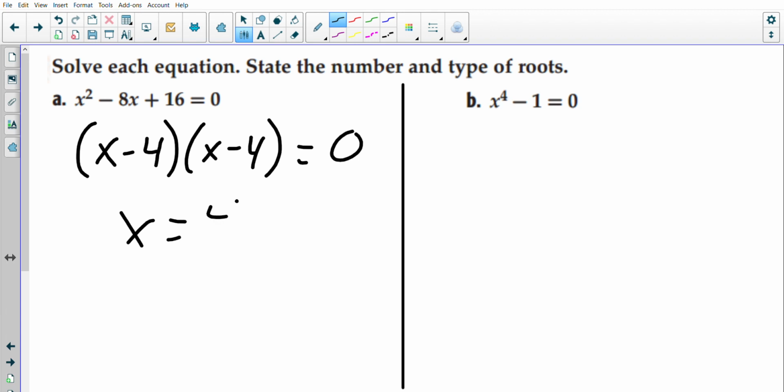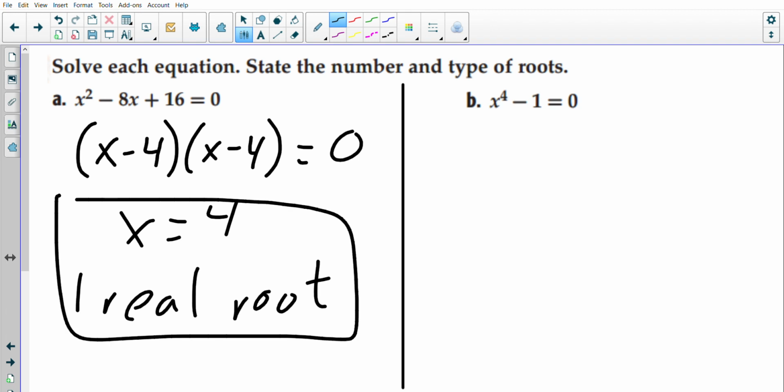Now, how many different roots does it have? It has one root. It has two that are the same, one repeated, but it's only one answer. So it's one real root, and that's all it has. Okay, so that's your answer. It's got one real root. Now let's do the next one.